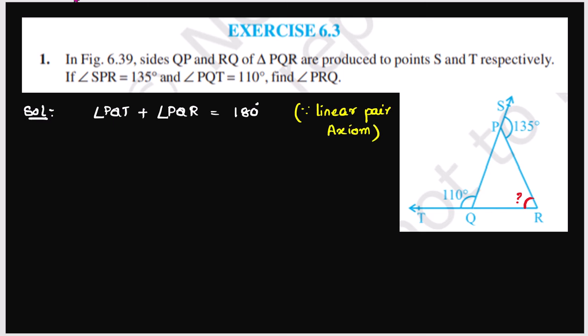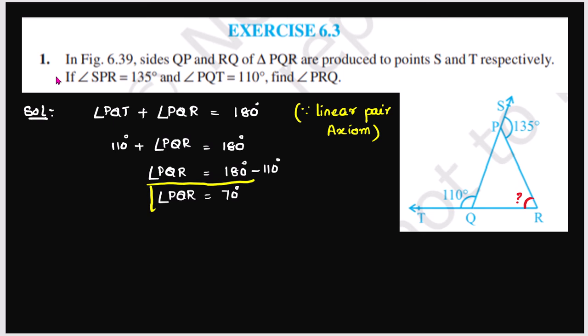Already angle PQT is given, that is 110 degrees. So in place of angle PQT we write 110 degrees plus angle PQR, which we don't know, so we write it as it is, equals 180. Then angle PQR equals 180 minus 110, that is 70 degrees. Angle PQR equals 70 degrees. This we have to highlight.